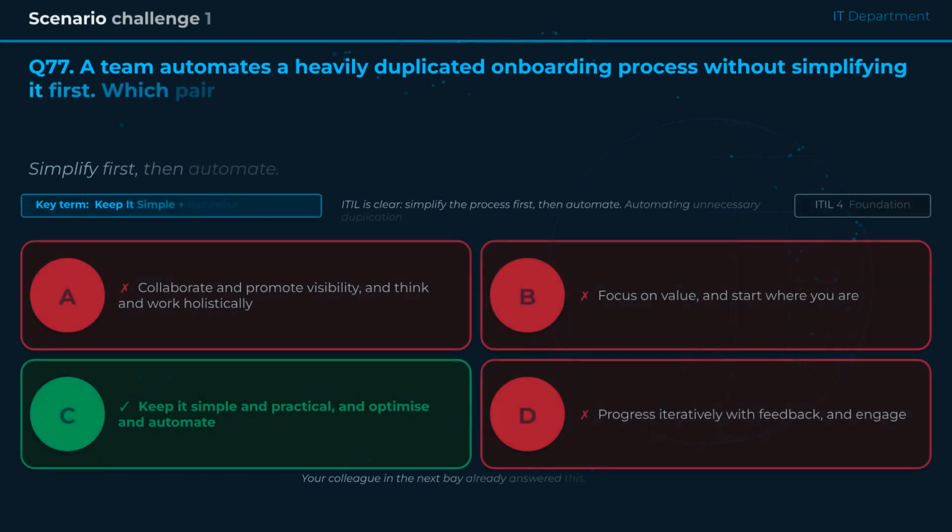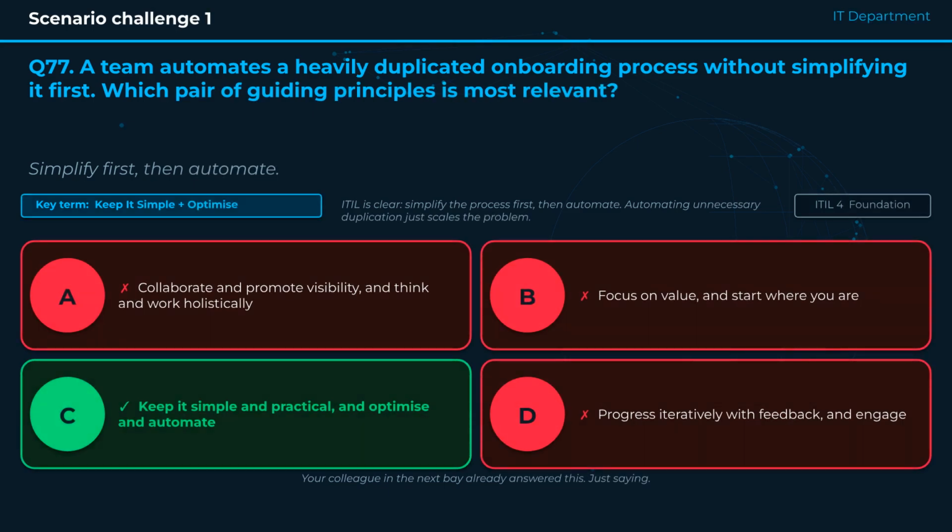The correct answer is C. The ITIL guiding principle states to keep it simple and practical before you optimize and automate. Automating a complicated, duplicated process will scale the problem instead of improving it. Simplify the process first, then automate to avoid scaling issues.